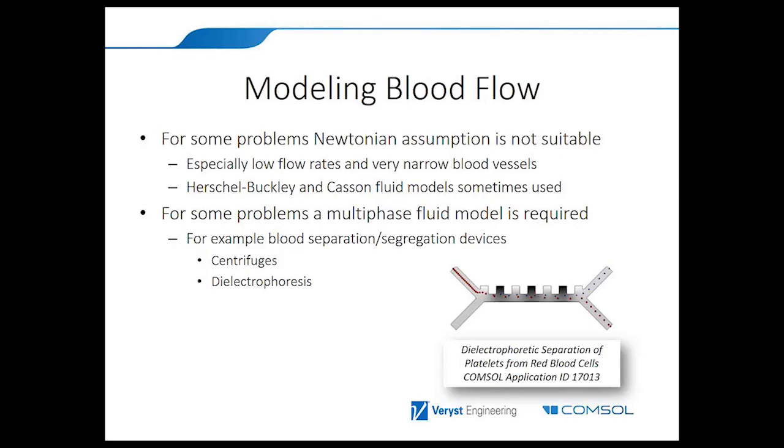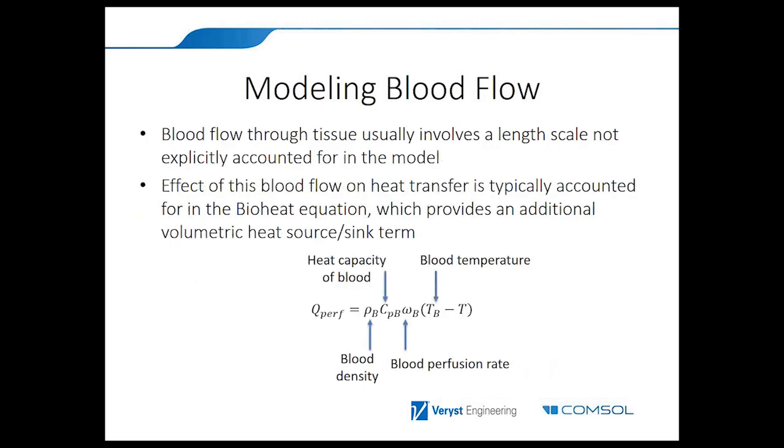Another issue with blood is that it typically affects the heat transfer analysis. So if you have a tissue, there's blood flowing through that tissue at a length scale that is not captured in the FEA model. So it's like flow through porous media. But it does affect the heat transfer. So it's typically accounted for using the bioheat equation, which just provides additional volumetric heat source or sink to the tissue. This is the heat generated. It's a function of the density, heat capacity, perfusion rate of the blood, and the temperature difference between the blood and the tissue.